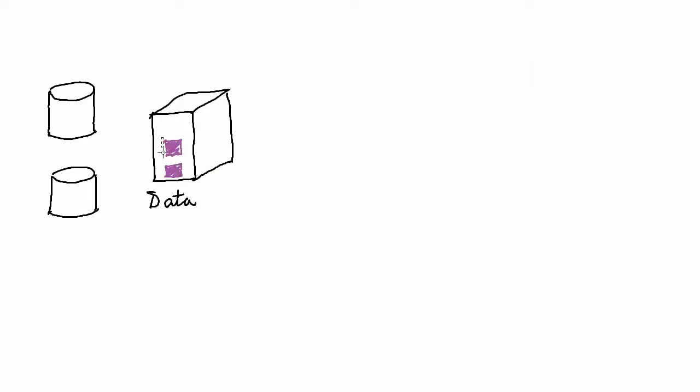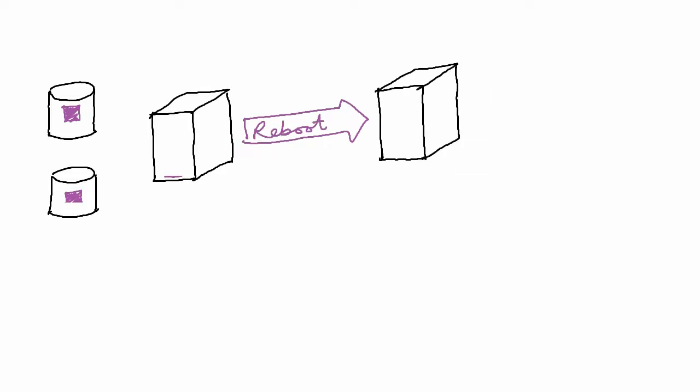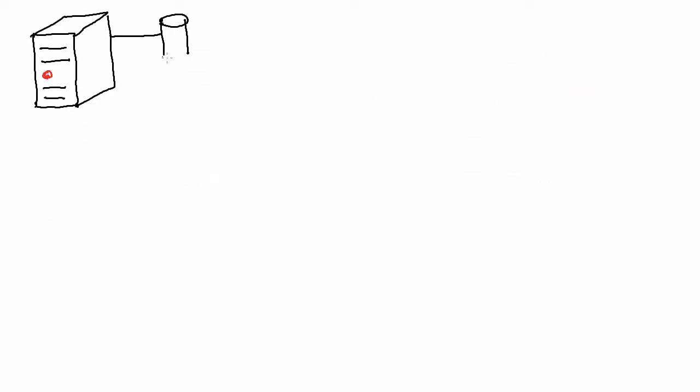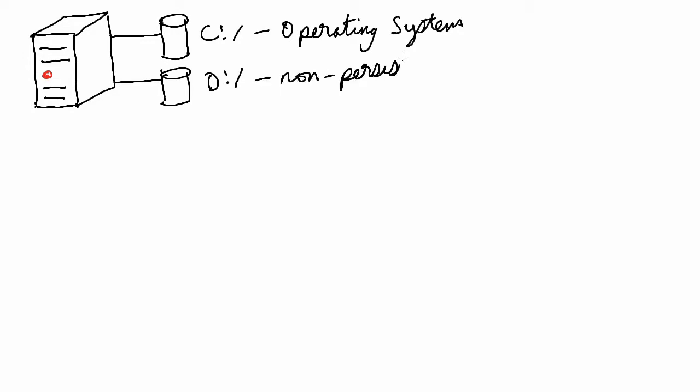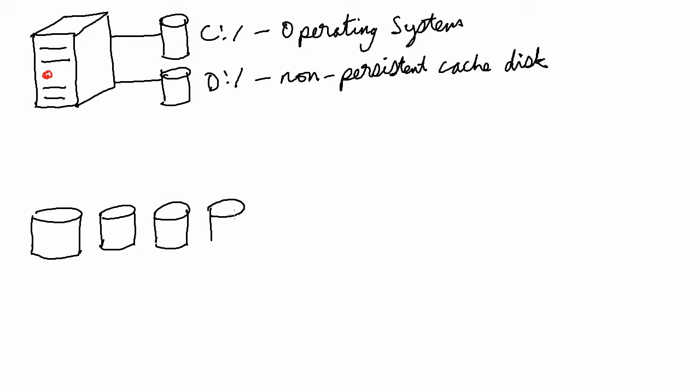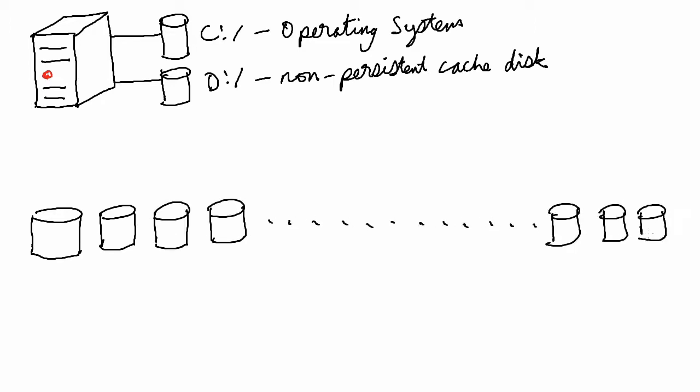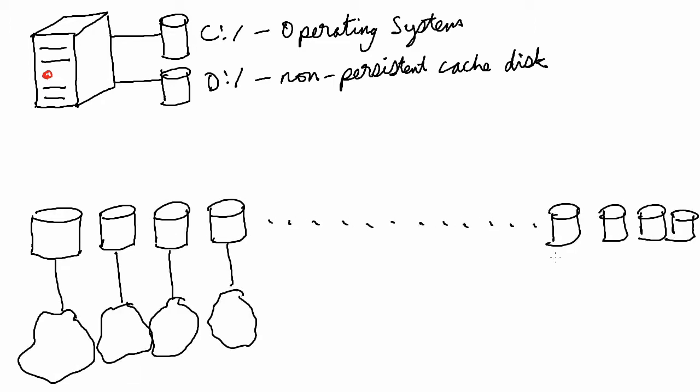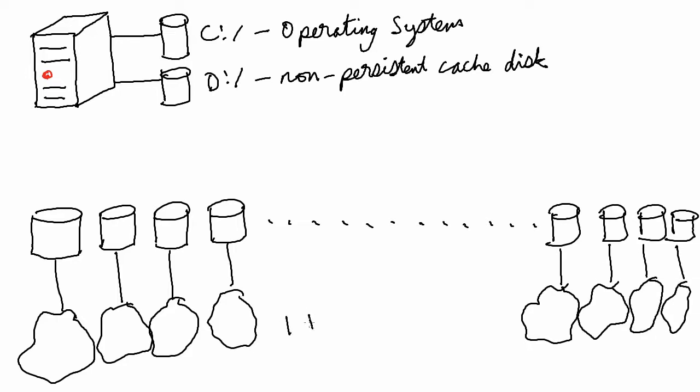With virtual machines, disks are persistent across reboots. Each VM has a C and a D drive. C holds the operating system and D is a non-persistent cache disk. You can add a further 16 data drives. Each can be a maximum of 1 terabyte. They use blob storage behind the scenes. Each blob is written to the data center 3 times on 3 separate fault domains, so you don't really need to worry about the availability of your data.